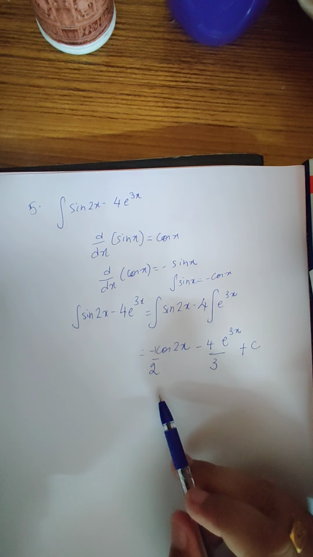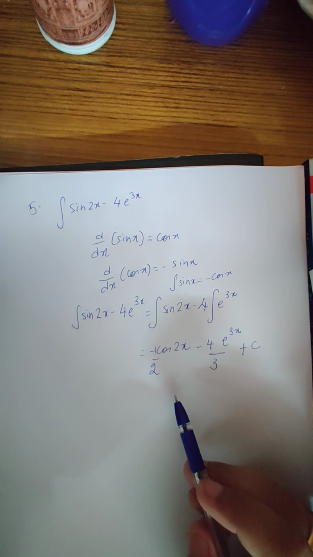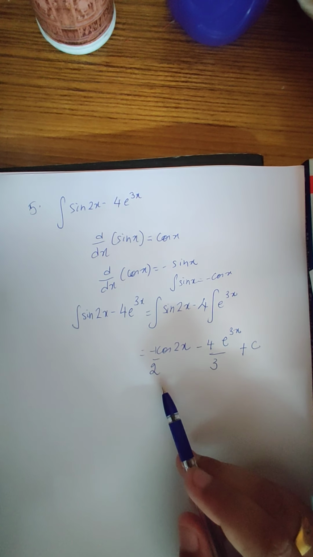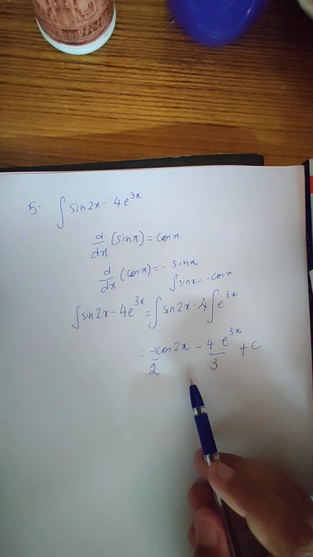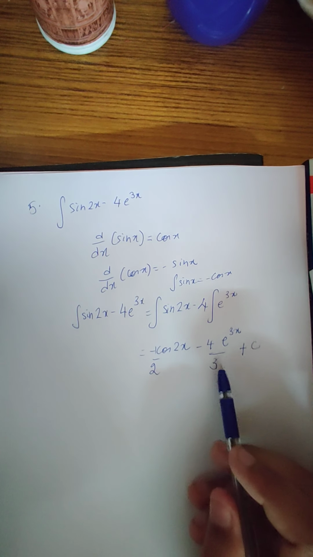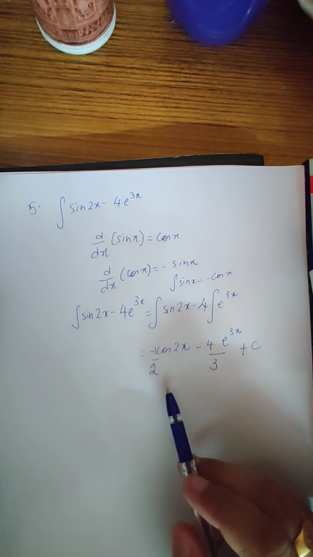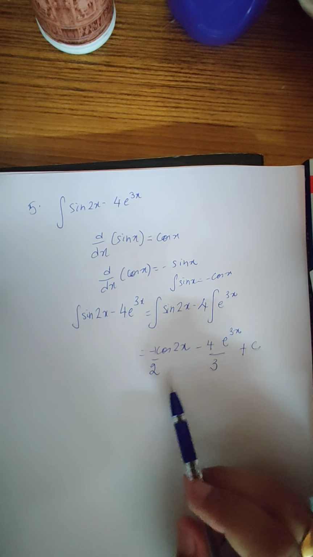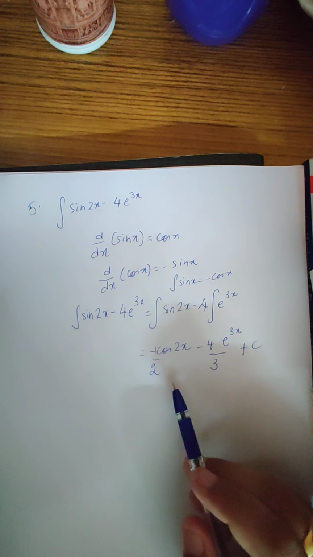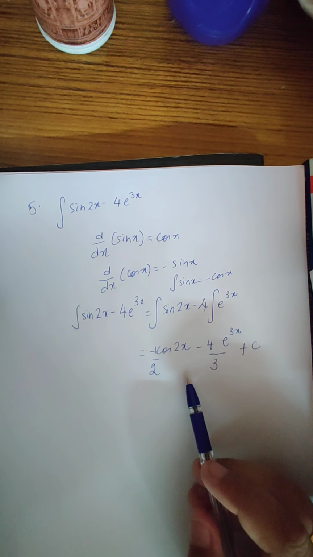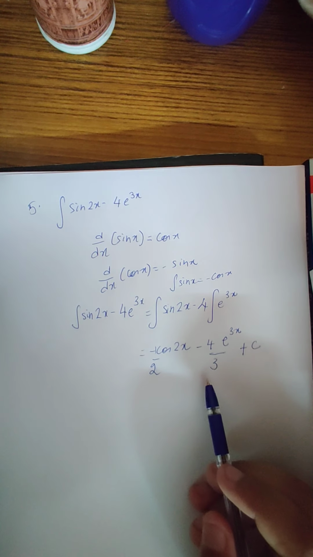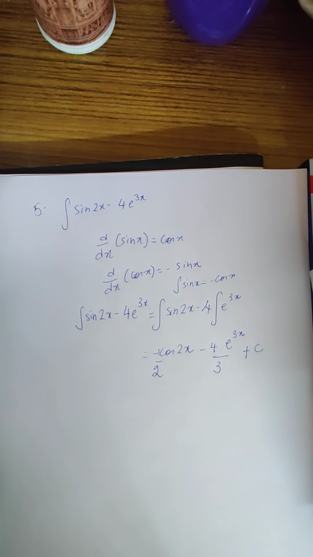So the answer is minus half of cos 2x minus 4 by 3 e power 3x plus c. That is with respect to the integration part.